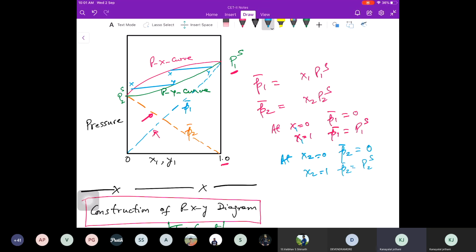P1 bar, P2 bar हमें ये कैसे आया? This straight line which you draw from 0 to P1s is nothing but P1 bar, and the straight line which you draw from P2s to 1, this is x1, right? So x2 क्या हो जाएगा? If you plot x2, 0 हो जाएगा यहाँ पर, 1 हो जाएगा, right? So that is what P1 bar and P2 bar are. Any doubts or questions on that?